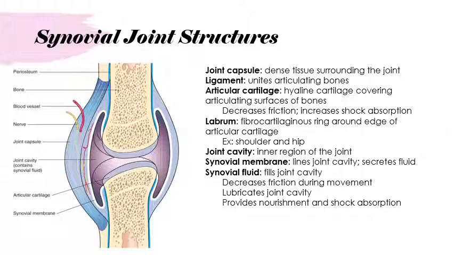So this is pictured on the bottom of 377. And the terms that I have written next to it, the joint capsule, the ligament, articular cartilage, the labrum, joint cavity, synovial membrane, and synovial fluid, are defined starting on 377 and going on to 378. These are the different areas and important parts of the structure of the synovial joint that you definitely need to be familiar with.